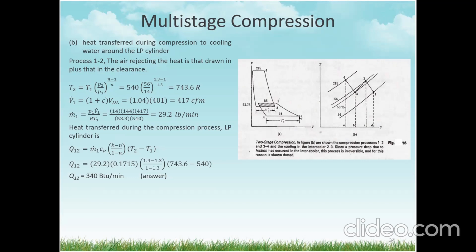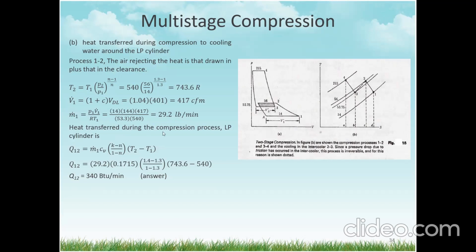So this is your V sub 1, state point 1. So m1 is equal to P1 V1 over R T1, which is equal to 14 times 144, so the conversion is already included here, times 417 over 53.3 over 540, which is 29.2 pounds per minute. So this is the mass that circulates in this cycle, here in 1 to 2.